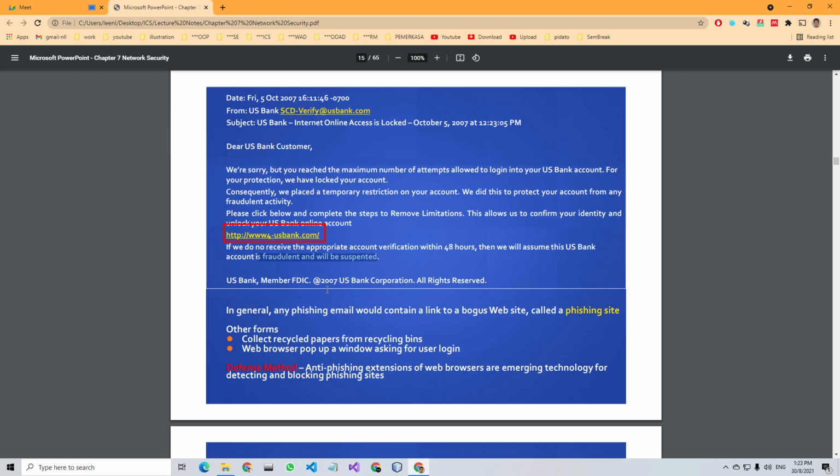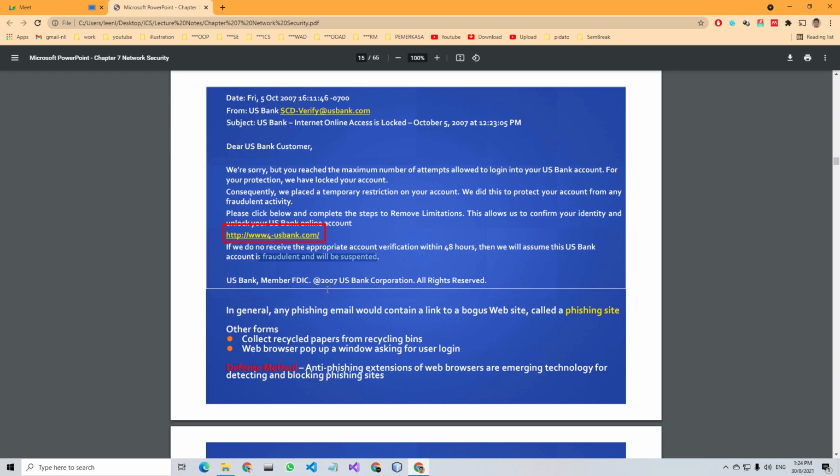They might ask you to click a link. It will direct you to a bogus website. It looks like the legitimate website, but actually is not. From there, you enter your user ID and password, and they might capture it. So what is the defense method? Use anti-phishing extensions of a web browser, which can block phishing sites.